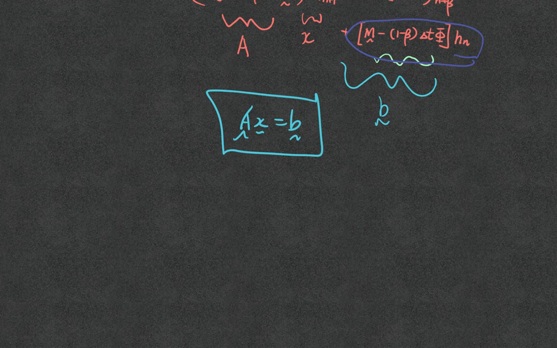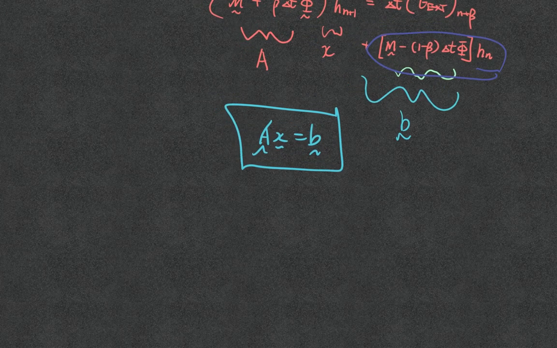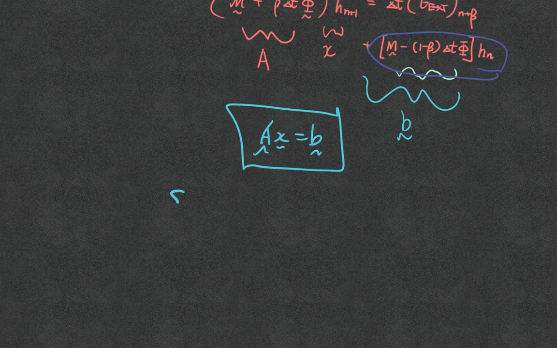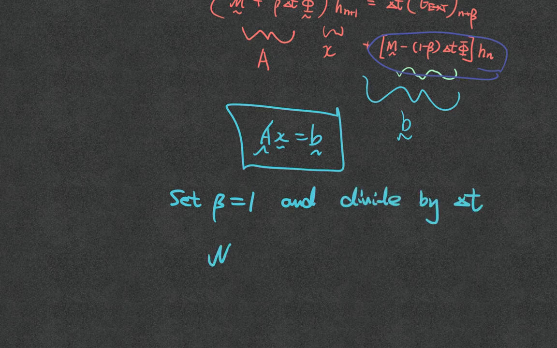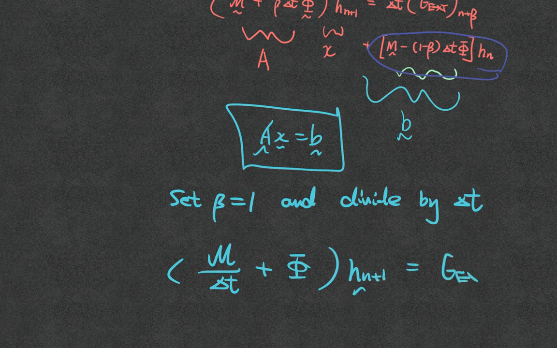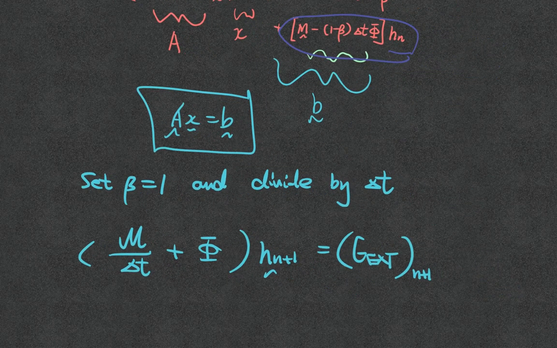Okay, so I want to point out some property here. If I set the beta equals to 1, I will get back the backward Euler or backward difference, and we divide this whole thing by delta t. What I will get is that M divided by delta t plus the conductivity tensor H at n plus 1, equals the external term at n plus 1 plus the M plus H, n divided by delta t.